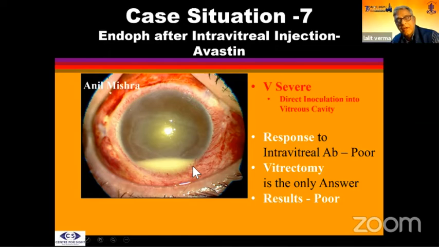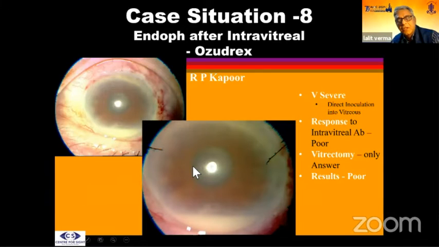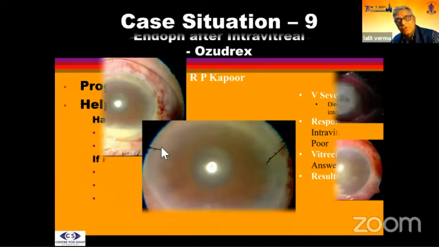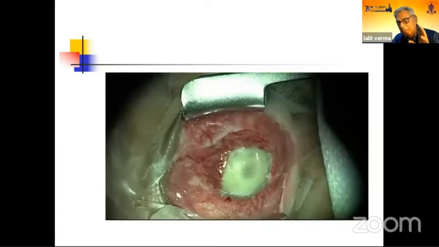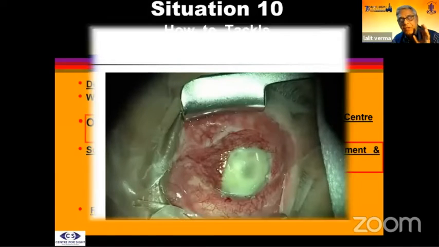Because of more usage of Avastin or Ozurdex or whatever. So this also requires a radical kind of vitrectomy. If the cornea is bad, then you would take the help of a cornea colleague. In this patient, temporary keratoprosthesis was done and then a button was put back.